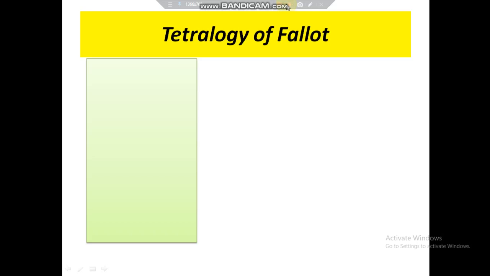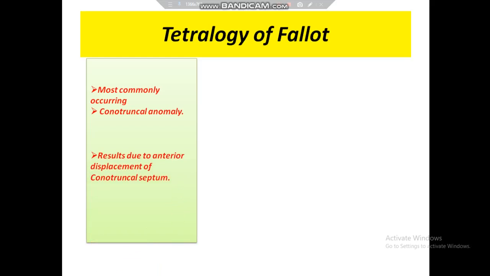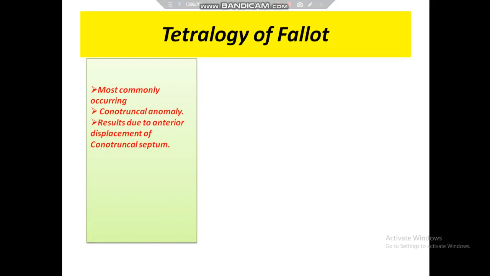Now let us see another congenital cardiac defect, which is known as tetralogy of Fallot, abbreviated as TOF. Now what is that? It is the most commonly occurring congenital cardiac anomaly. It is a type of conotruncal anomaly. It results due to anterior displacement of the conotruncal septum. Because of that, 4 cardiovascular features occur in tetralogy of Fallot. Tetra means 4.